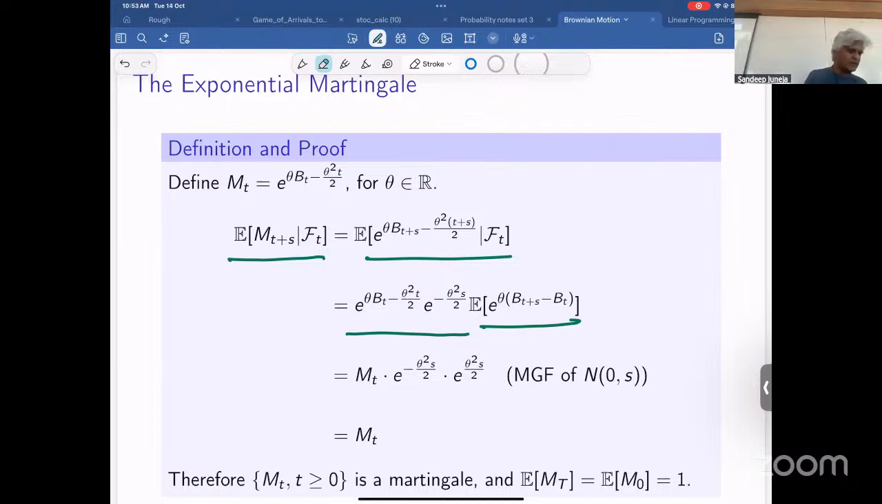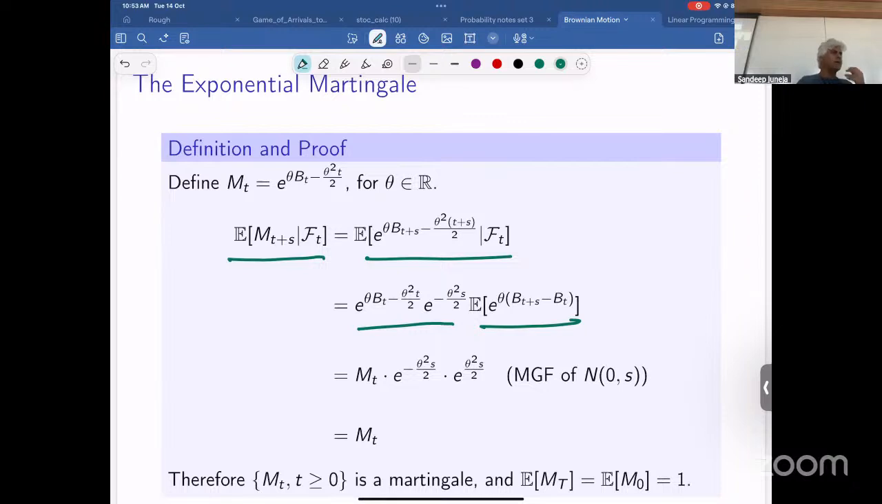Okay, all right. So now you've seen this decomposition, right? I've just taken B_{T+S}, subtracted B_T, added B_T, brought the B_T outside. Everything else is just a constant. But wait, I understand one thing. How is the expectation equal to that? Because that's just the MGF of a normal. It's the MGF of a Gaussian variable with mean zero and variance S.